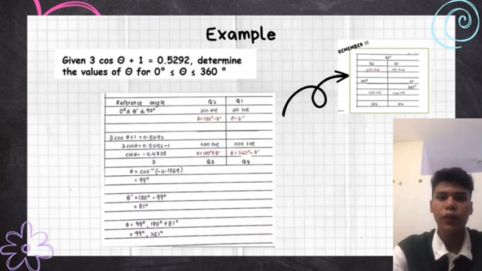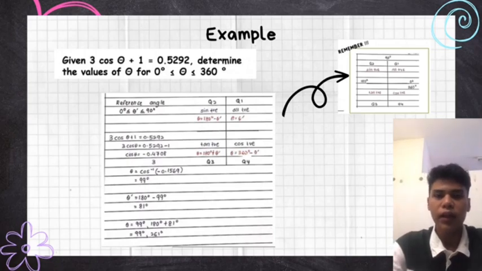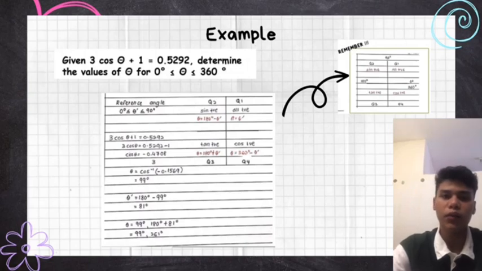minus 1. When we get the answer, kita akan pindahkan 3 menjadi cos theta bersamaan dengan negatif 0.4708 over 3. After that, theta equals cos inverse dalam kurungan negatif 0.1569. Get the answer, is 99 degrees.